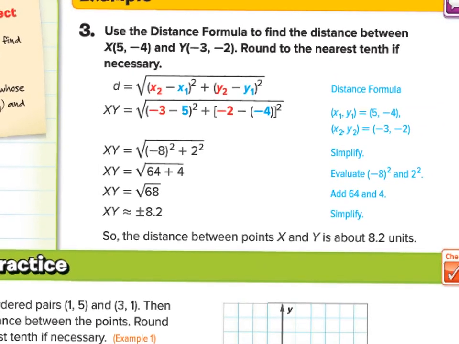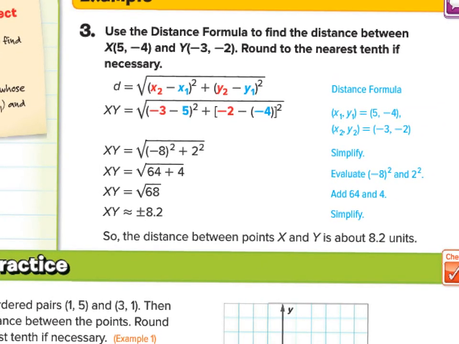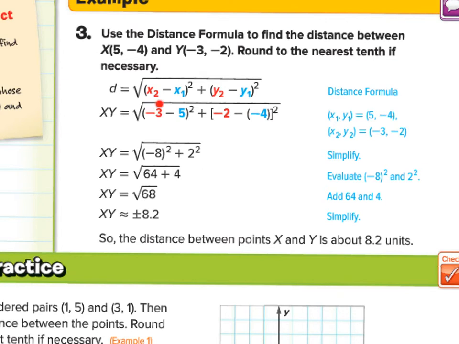Okay, so substitute the values for x2 and x1, as you see here, and substitute the values for y2 and y1, as you see here, into the distance formula, and then just simplify it, as you already know how to do.